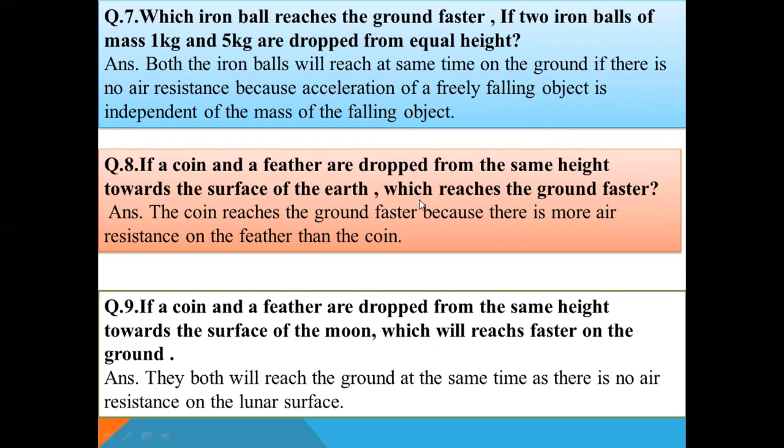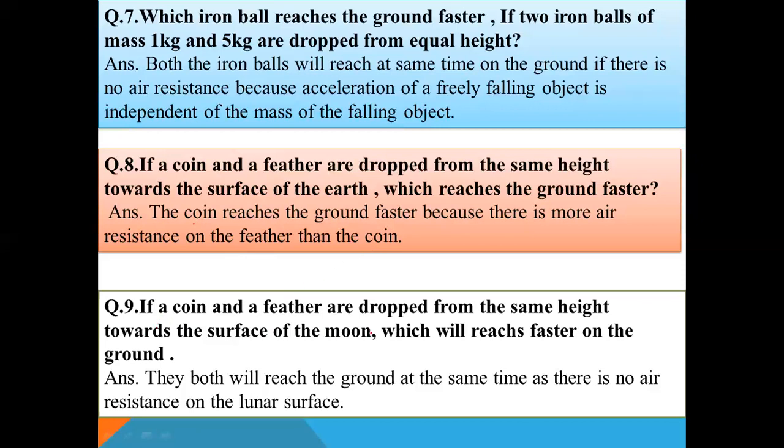If a coin and a feather are dropped from the same height towards the surface of the earth, which reaches the ground faster? The coin reaches the ground faster. Here, they will not reach together, because there is more air resistance on the feather than on the coin. So the coin reaches faster, and the feather reaches later.